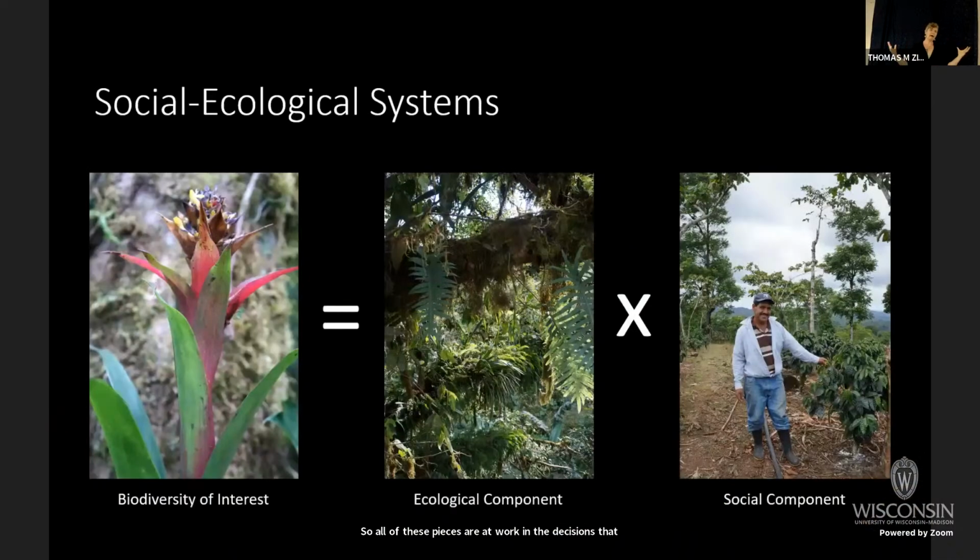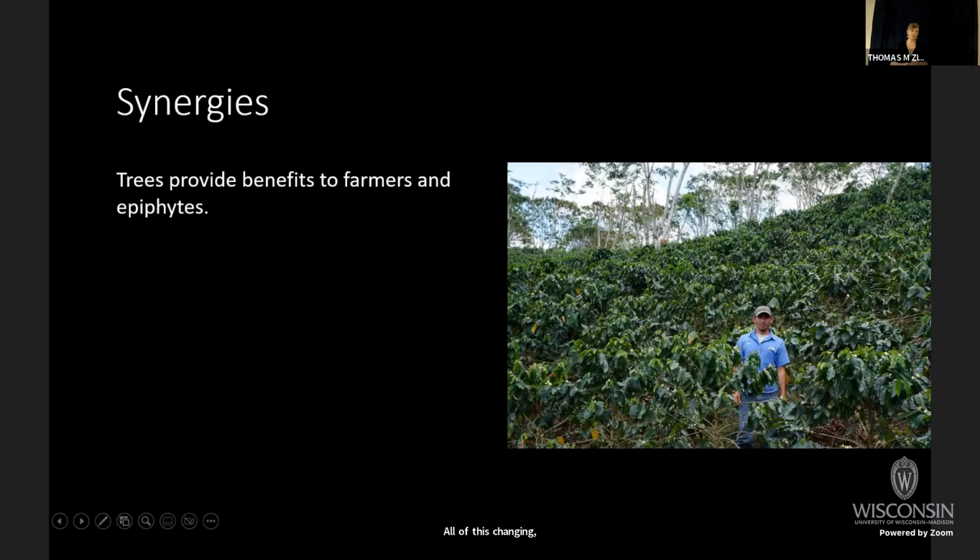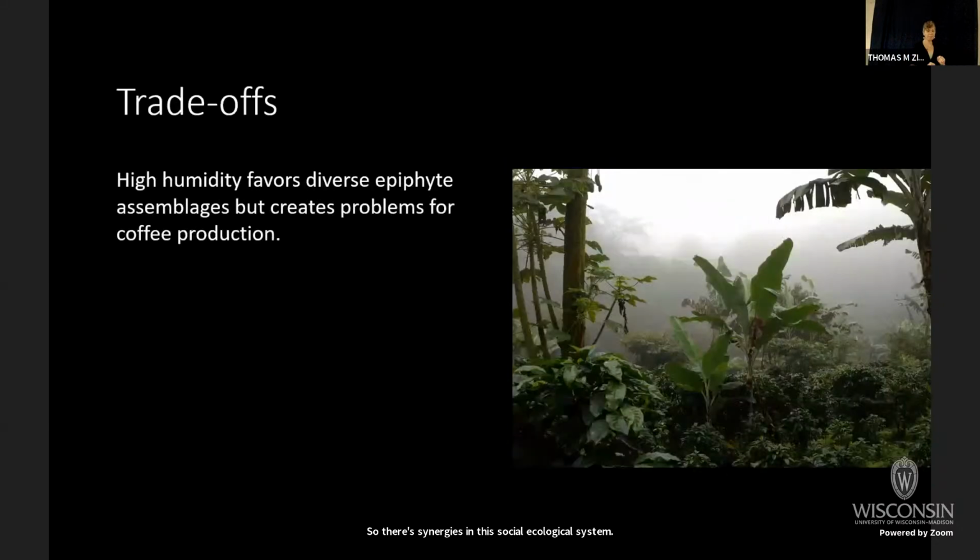And then to expand back up to the whole social ecological system, I think there are a few lessons that go across all of this. We see some synergies. So the trees are providing benefits both to farmers and to the epiphytes. So there are synergies in this social ecological system where both interests are benefiting.